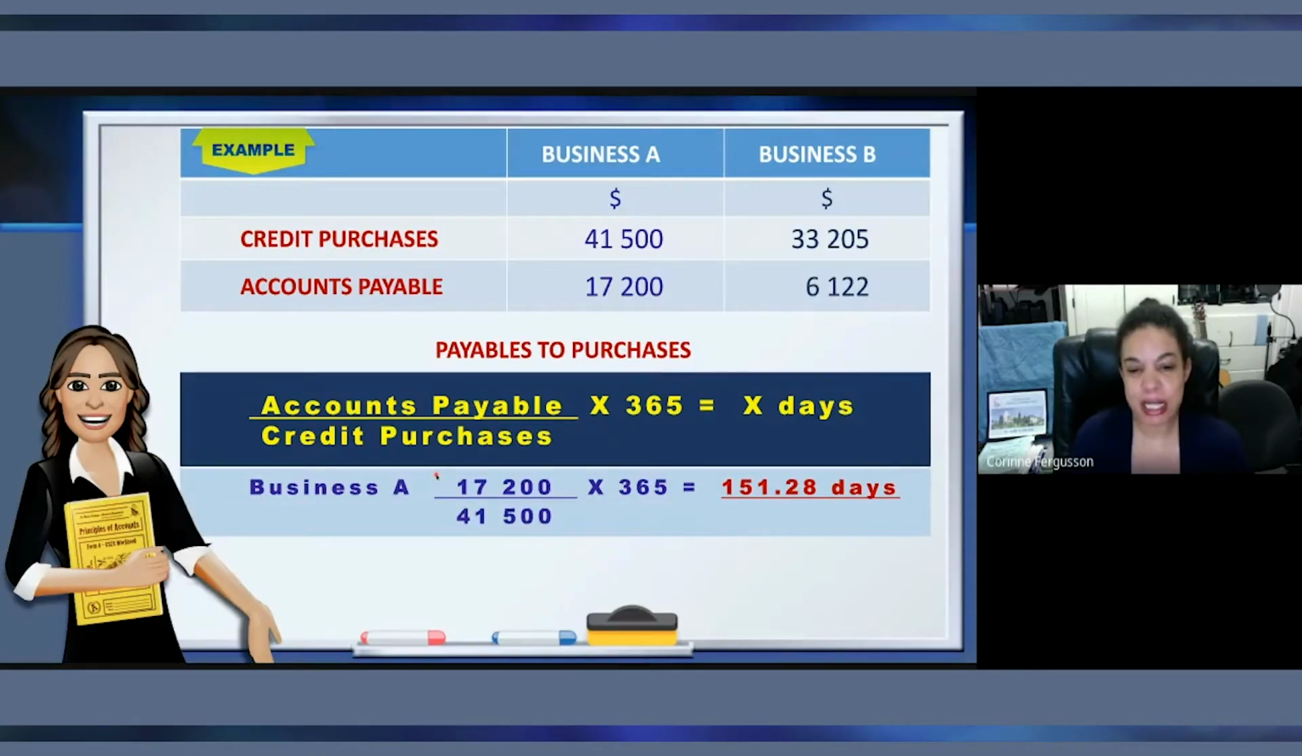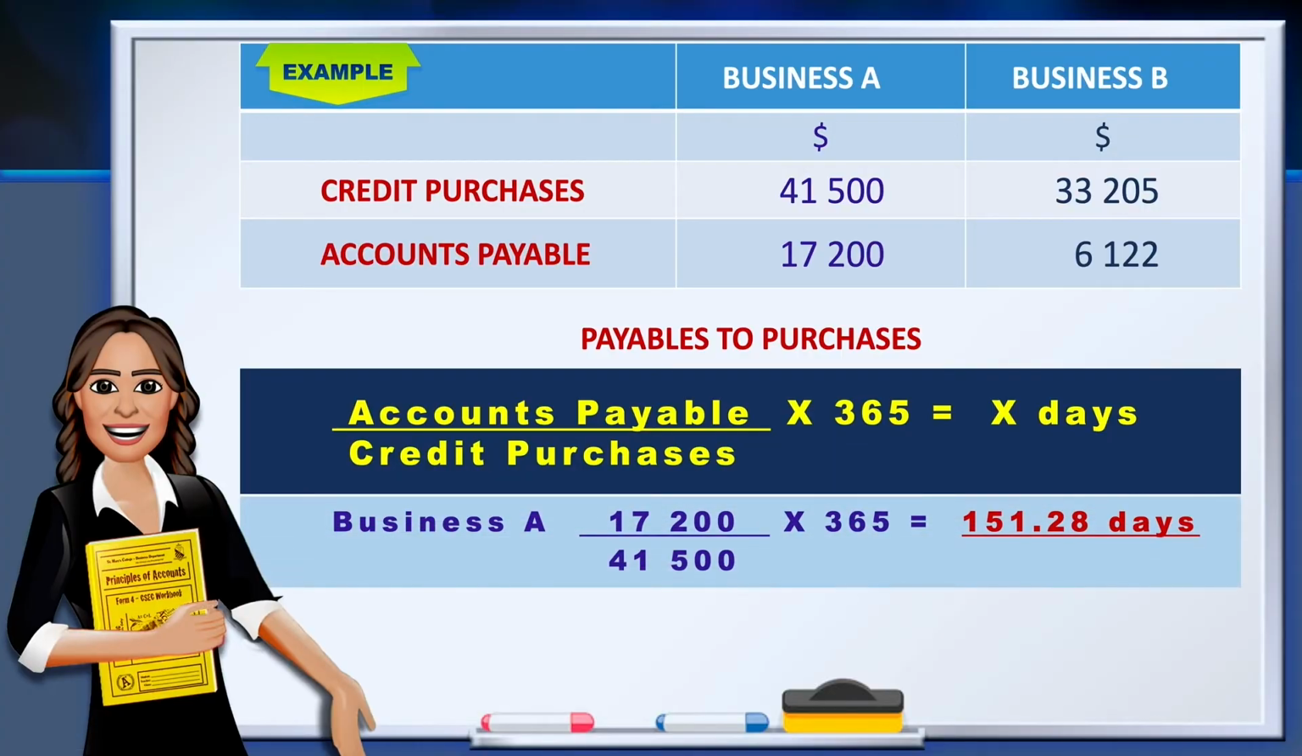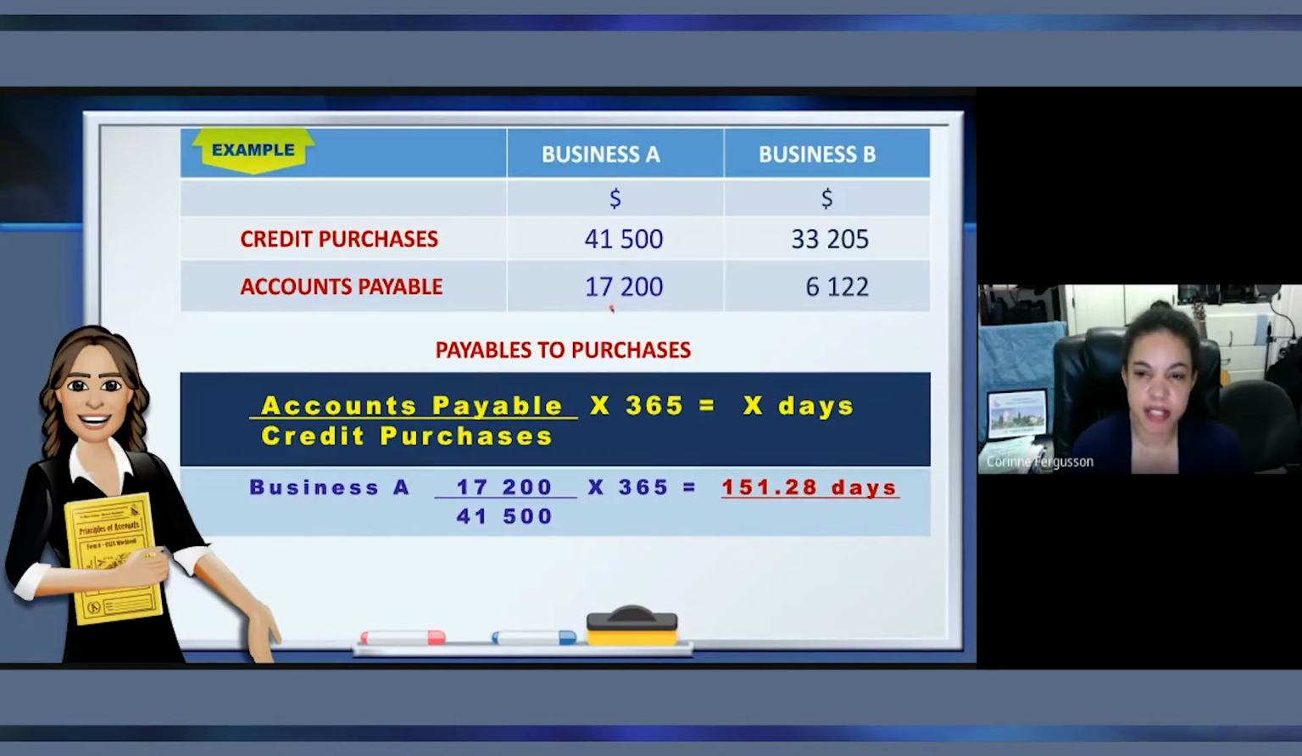Right, so for business A, when you're plugging in the figures, you come here and you see its payables, which would be 17,200, over your credit purchases, which is 41,500. And then you multiply by the 365 to express it in terms of days, and you got an answer of 151.28 days, or 151.3 days, depending on how you're rounding it off. Make sure, once again, emphasis, days, very, very important.